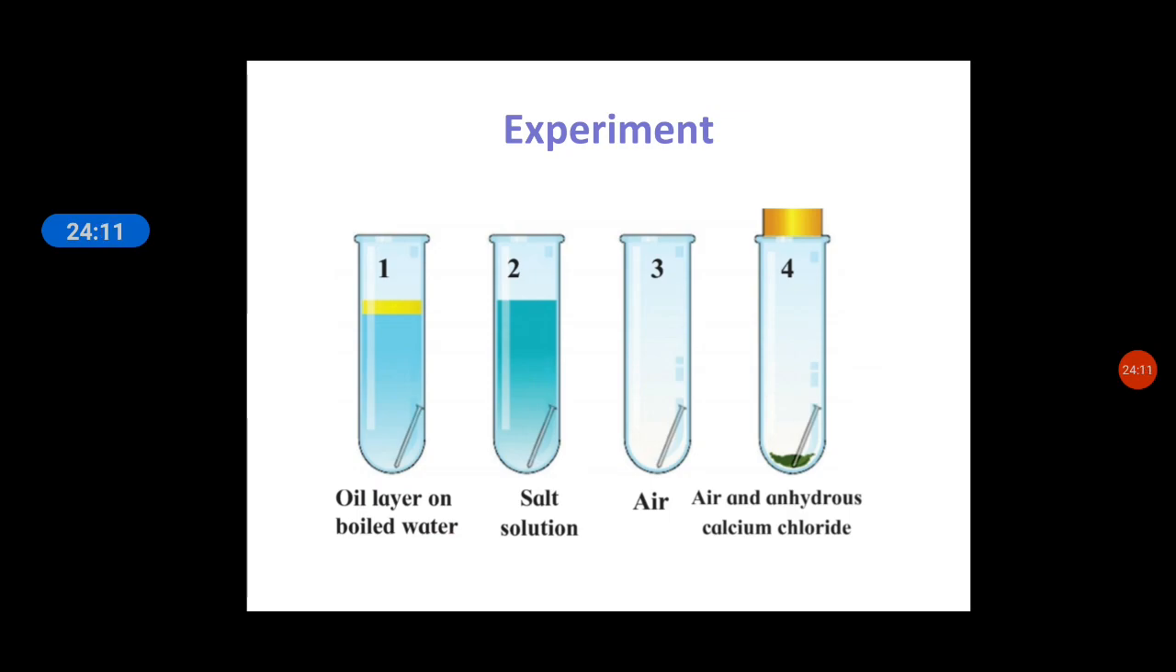Air is present. Here also air is present. That means rusting takes place. But where air and anhydrous calcium chloride are there, rusting does not take place because it is anhydrous. That means anhydrous does not contain any water. So what happened here? The atmospheric air contains moisture, and the anhydrous calcium chloride absorbs that moisture. So the nail does not rust or corrode.